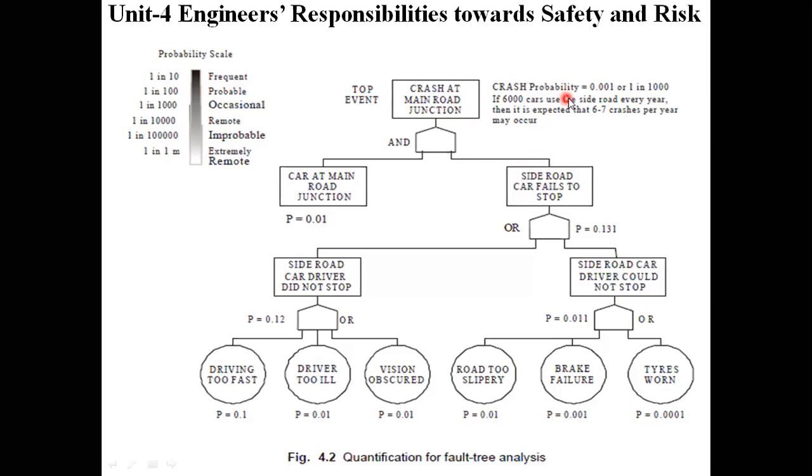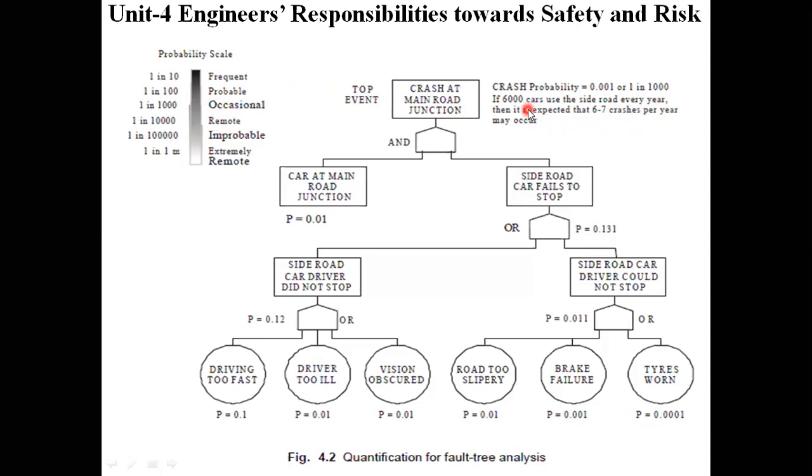Here the crash probability is equal to 0.001. This is the crash at the main road junction given here. This is the top event, the main event. Crash probability is equal to 0.001 or 1 in 1000. This is the occasional thing, 1 in 1000. If 6,000 cars use the side road every year, then it is expected that 6 to 7 crashes per year may occur.